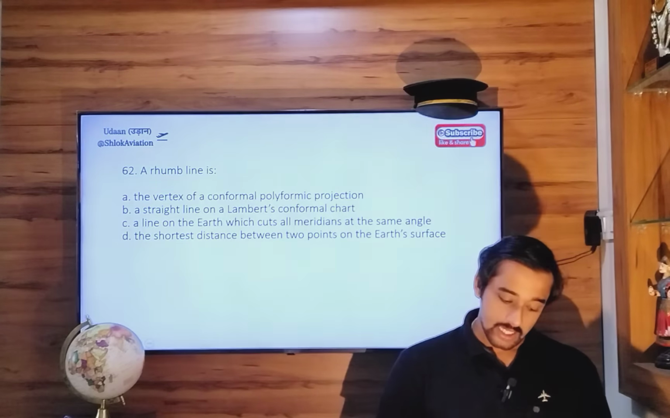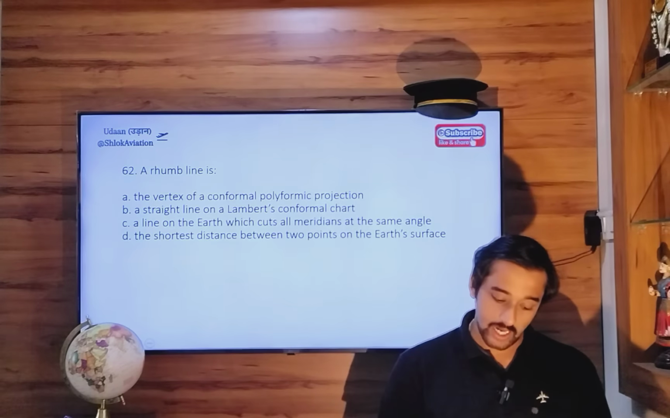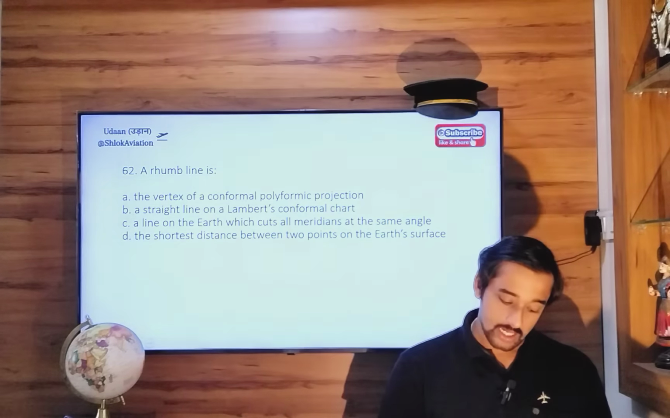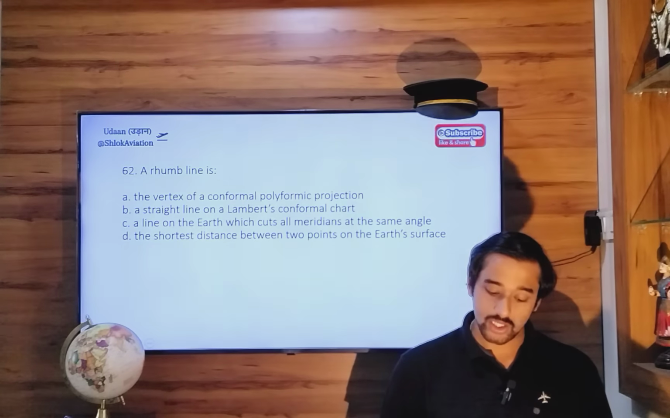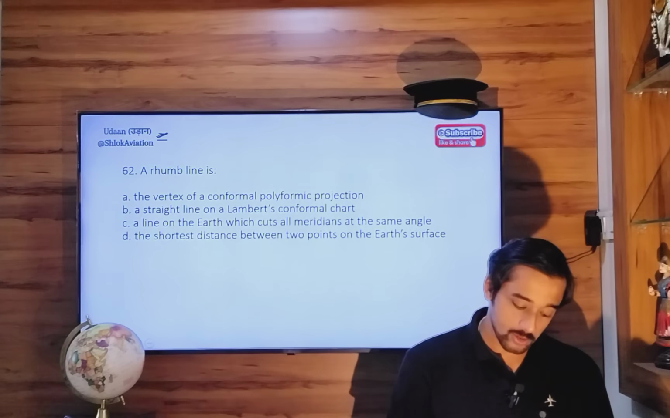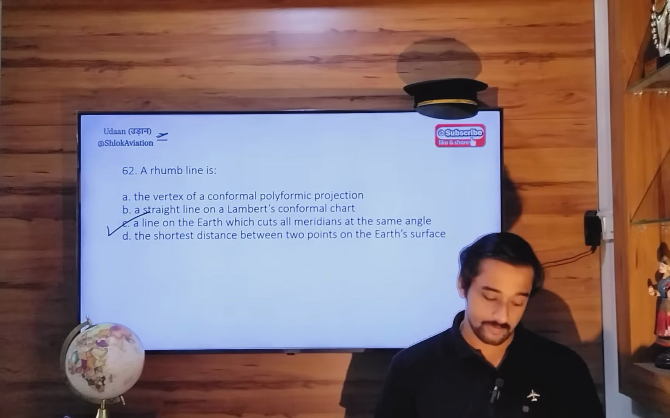A rhumb line is the vertex of a conformal polyconic projection, a straight line on a Lambert's chart, a line which cuts all meridians at equal angle, shortest distance between 2 points on the earth. So the correct option is C. By definition, a rhumb line is a line of constant direction.